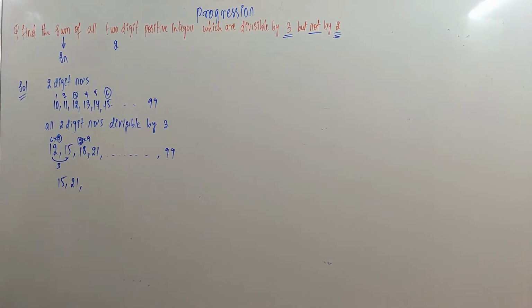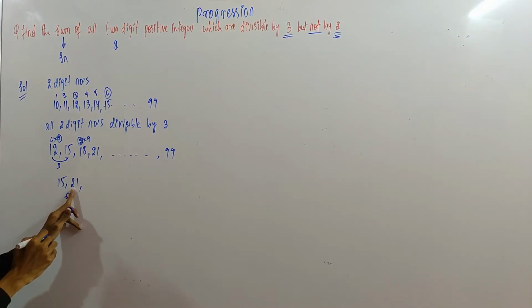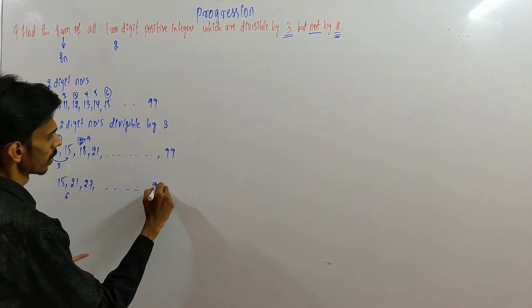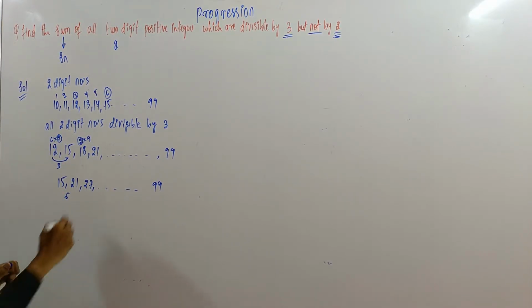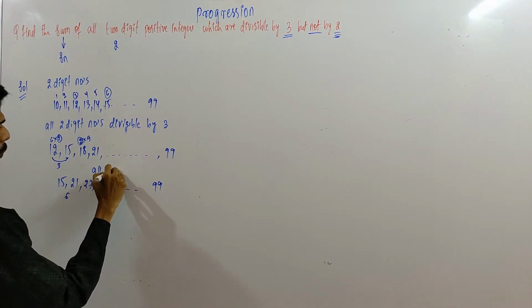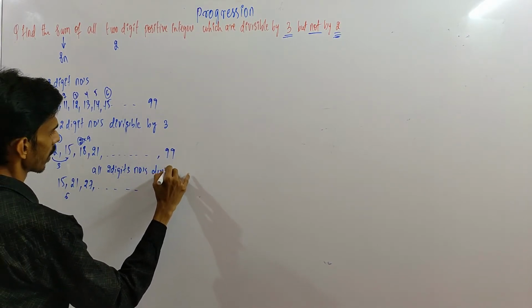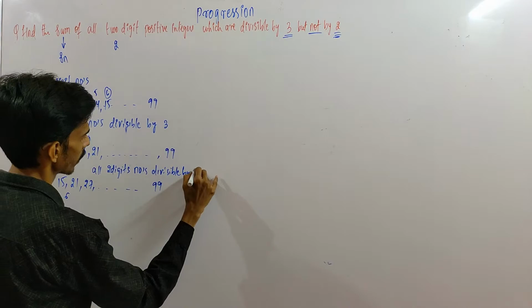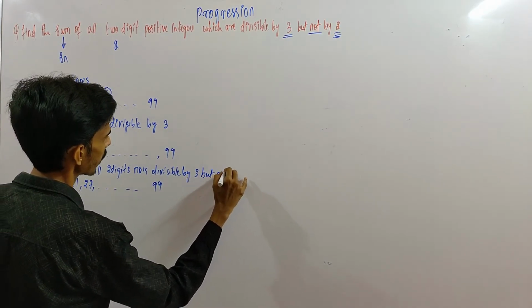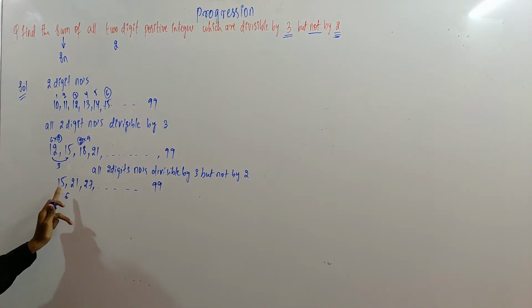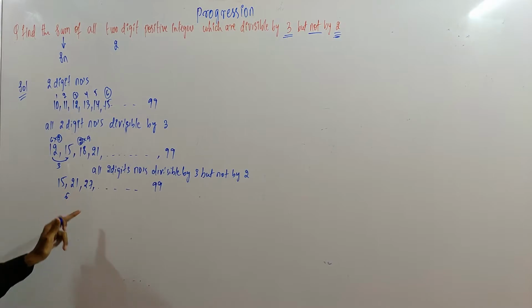So the next number will be: add, what is the difference here? We have 6 as the difference. So add 6 to this number, we will get 27 and so on. This is the sequence, that is, all two-digit numbers divisible by 3 but not by 2. If I get a first number, then if we add 6 to this number, we will get the next number.